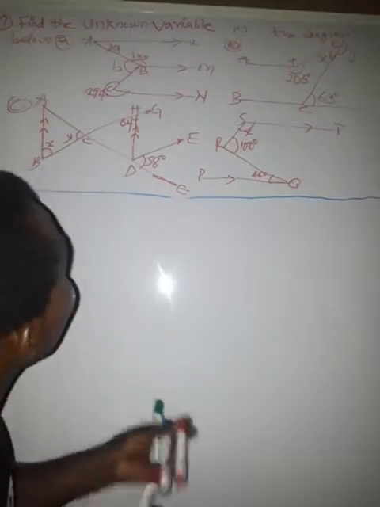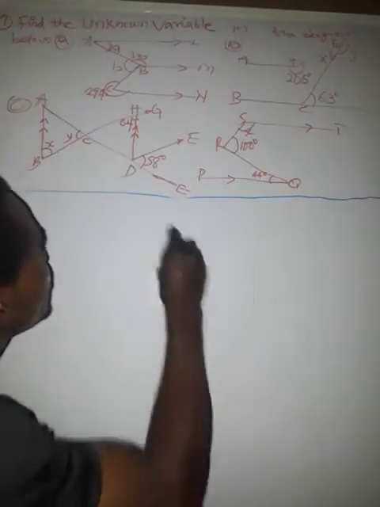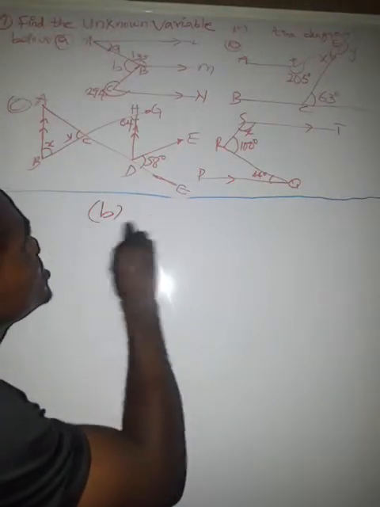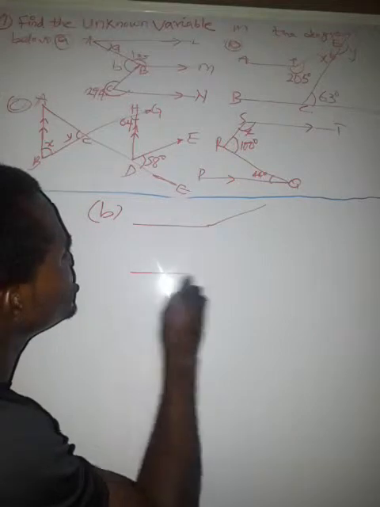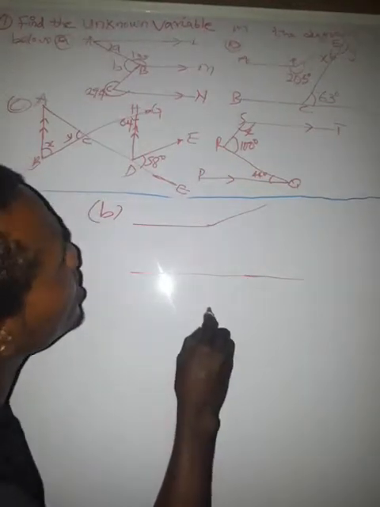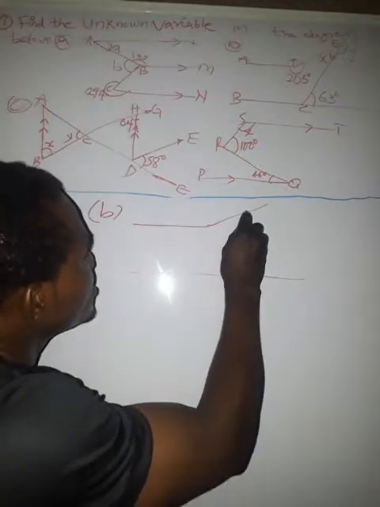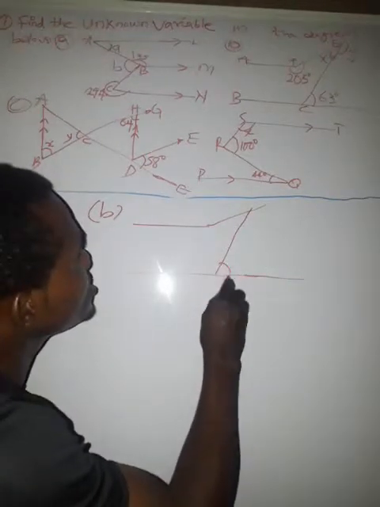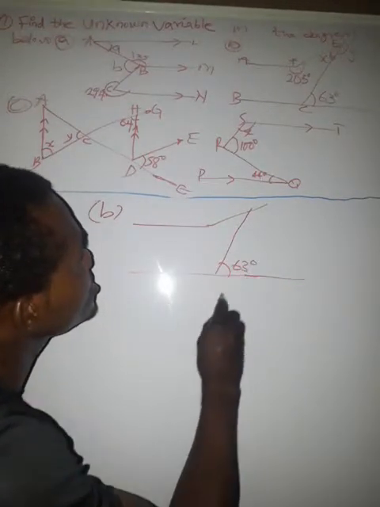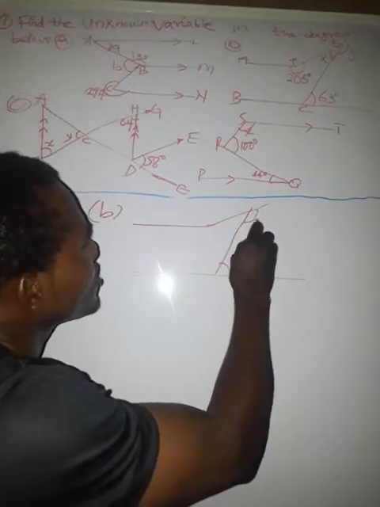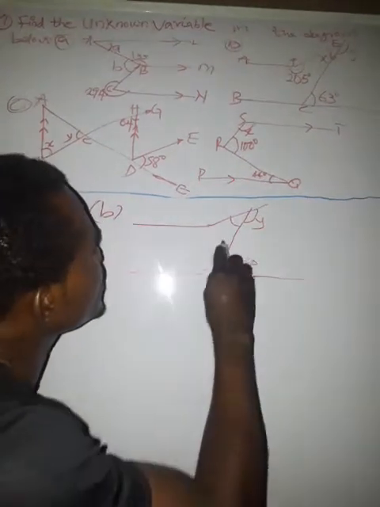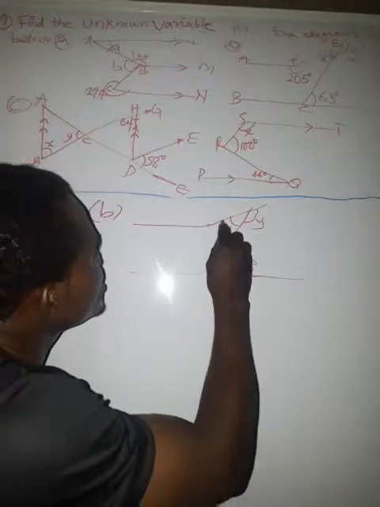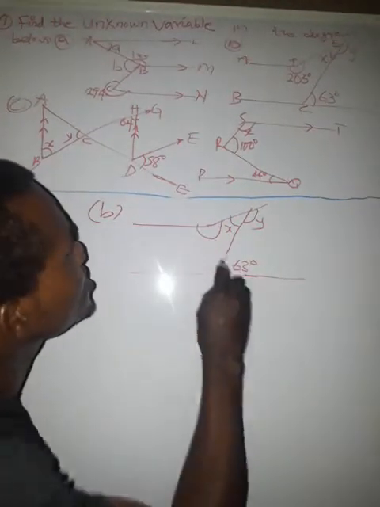Now let's look at the B part of this question. We are having a line like this. Here is 63 degree. We have to look for here, y, and we have to look for here, which is x. Then don't forget, this is the reflex at this point.